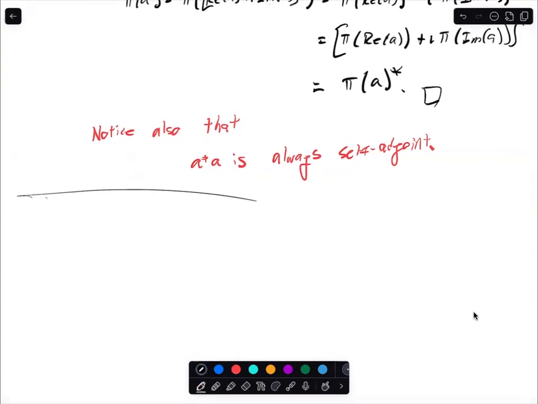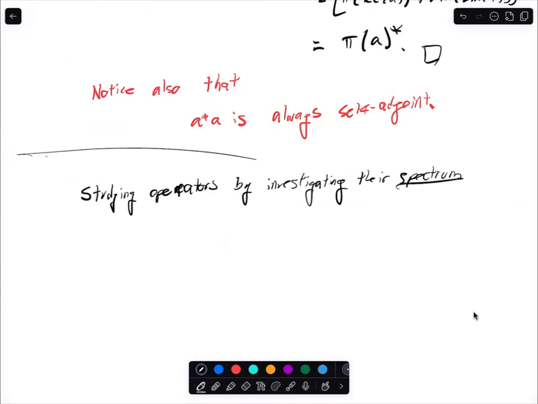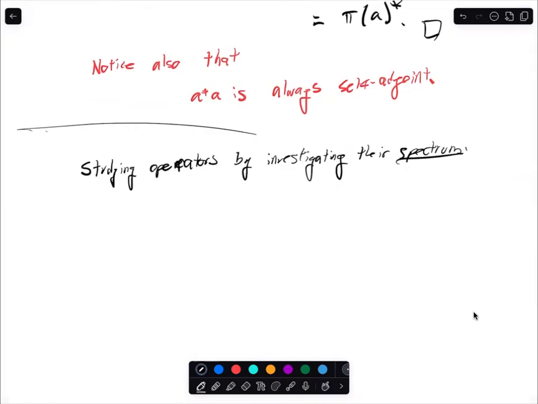One of the historical objectives that people have pursued when they've studied operators acting on a Hilbert space or on a Banach space or whatever is studying them by investigating their spectrum. You guys must have seen a little bit of this from the prerequisite lectures and from the prerequisite notes as well. So let's go ahead and hit it.